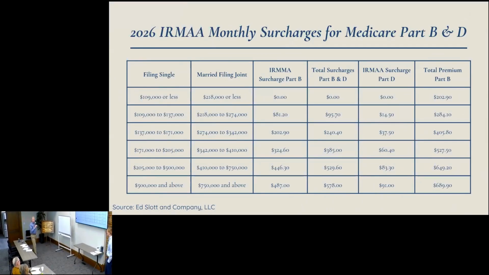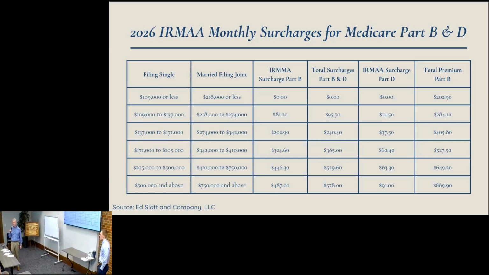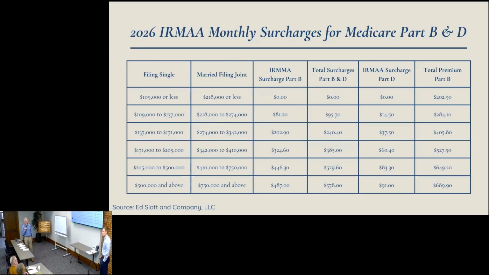My slide. Another domino, and this is just a little side note real quick. It's called IRMA, income related monthly adjustment amounts. And this is for your Medicare Part B premiums and Medicare Part D premiums. And that is if you make too much money, you pay an extra premium.